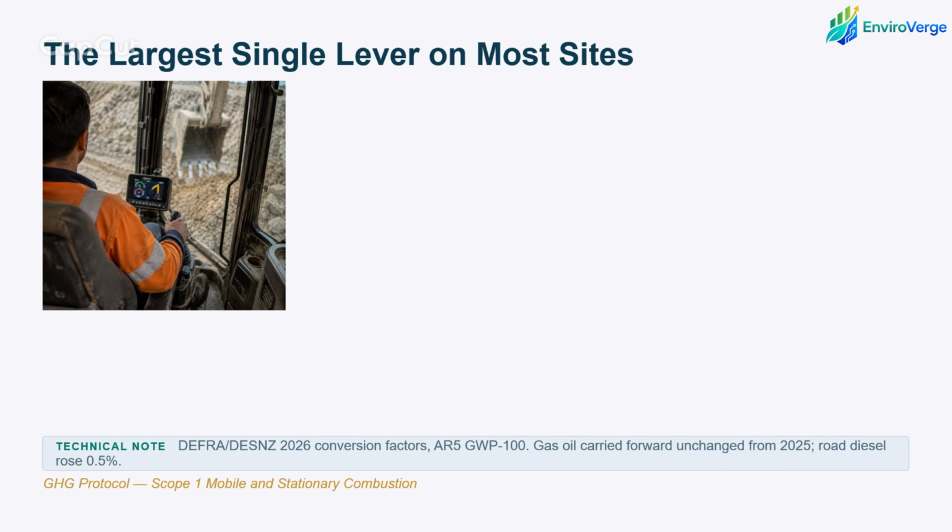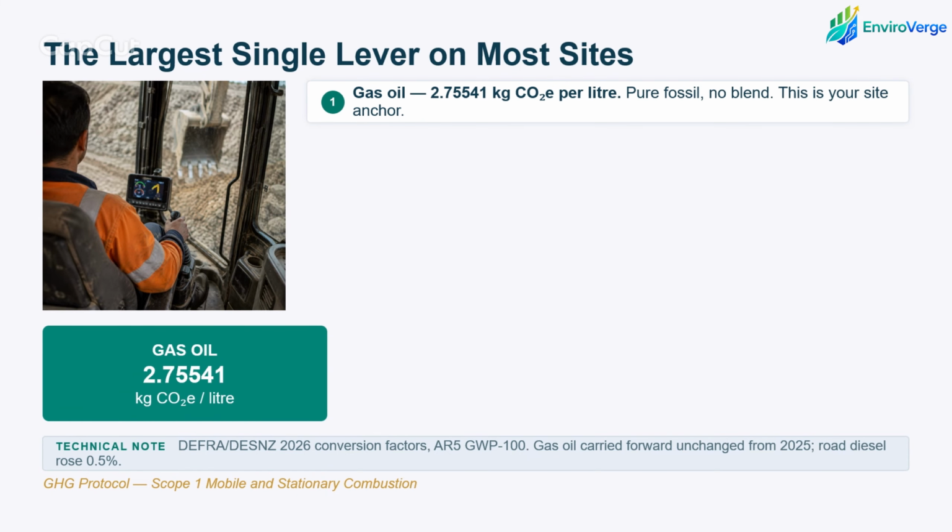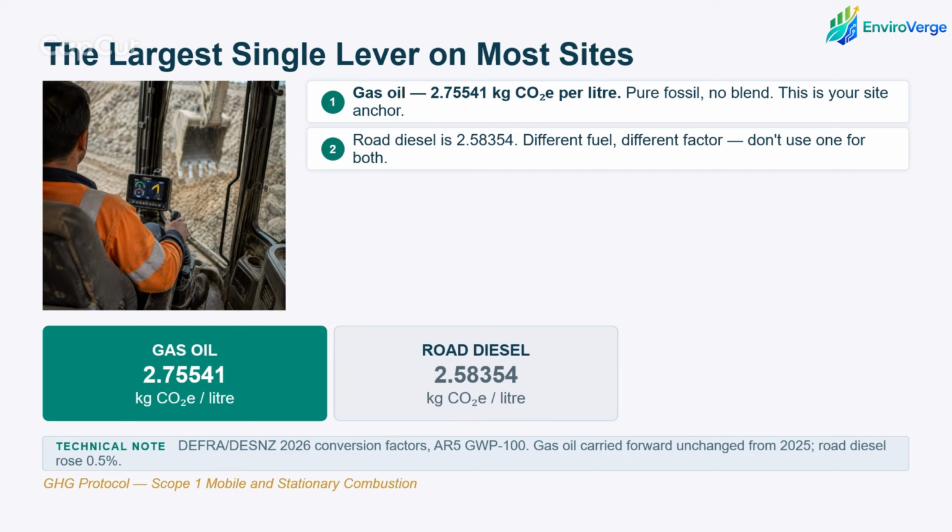Lever 1. Plant and fuel. Usually the single biggest line on site. Your anchor number is gas oil, red diesel, at 2.75541 kilograms of CO2 equivalent per liter. That's pure fossil, no biofuel blend. Road diesel is a different number, 2.58354. Different fuel, different factor. Don't use one for both. Most site plant runs gas oil, most of your deliveries run road diesel.